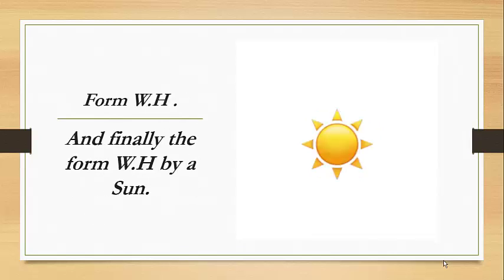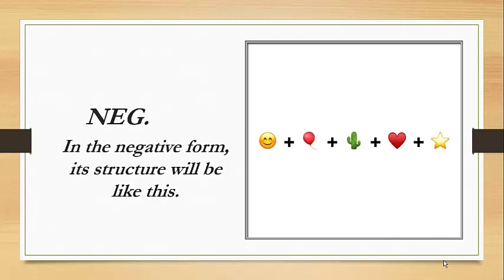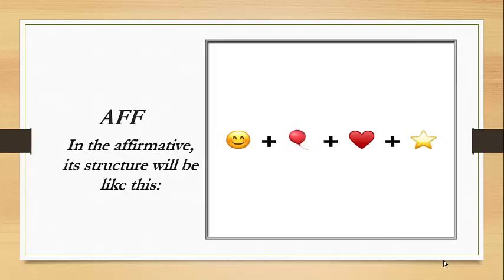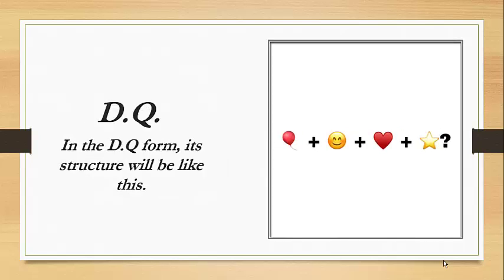In the affirmative form, its structure will be like this: the subject, the auxiliary, the verb, and finally the complement. In the negative form, its structure will be like this: the subject, the auxiliary, the not, the verb, and finally the complement.